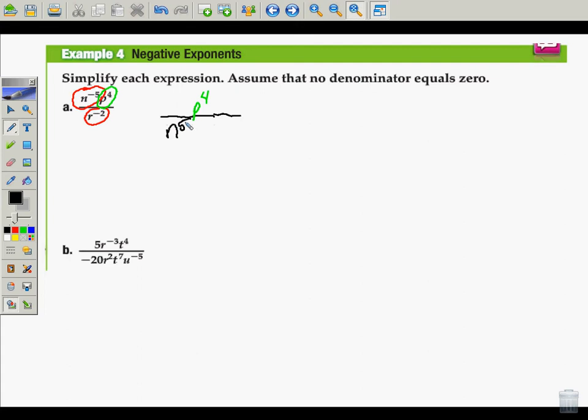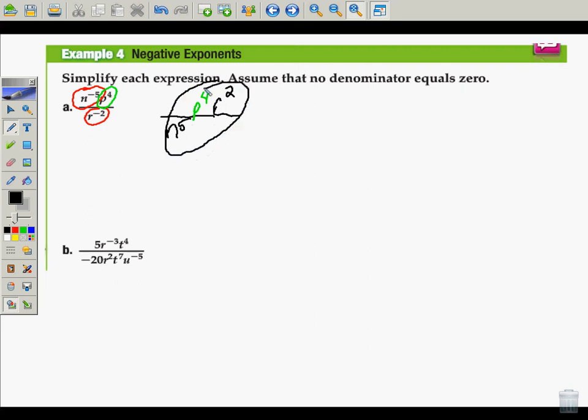R raised to the negative 2nd wasn't happy in the denominator, so I'm going to move it to the numerator, and there it will become positive because it moved. And then you're done simplifying it. We get p to the 4th r squared over n to the 5th. Always make sure to write your variables in alphabetical order.